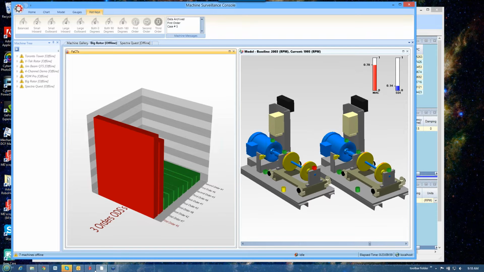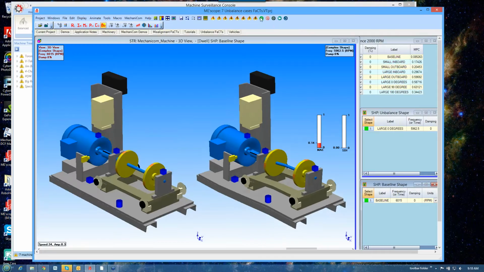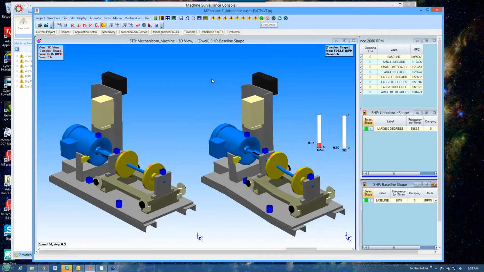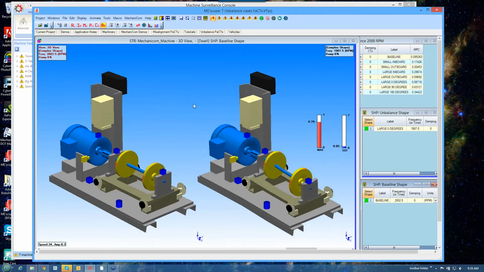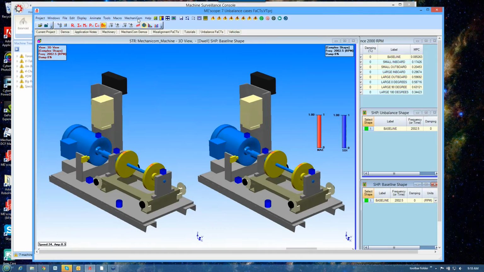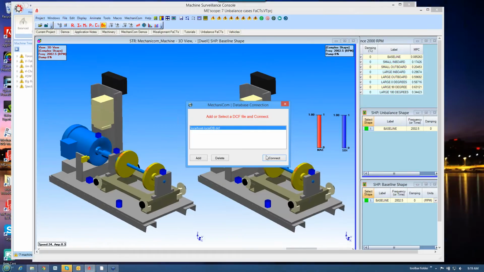Let's go back into Emiscope, and I'm going to set it back to the first order, and we'll set it back on the balanced case so we can recognize that. And now I'm going to go up here and connect to the database. So this is the database connection. I need something called a database connection file, a DCF file, in order to get into the database. It's a secure SQL database, so I'm going to go ahead and connect to it using this connection file, and it's connected.